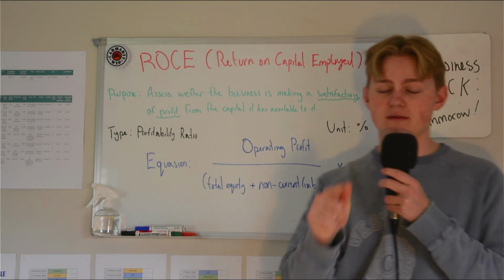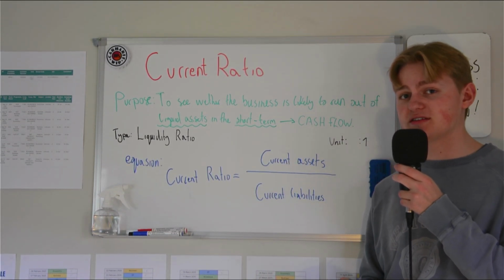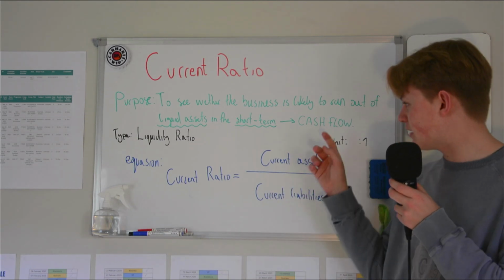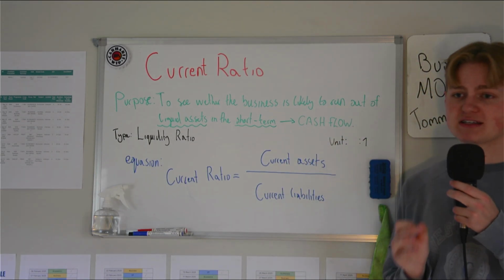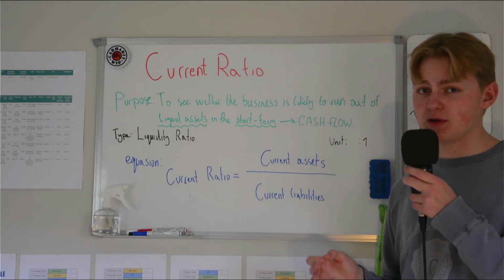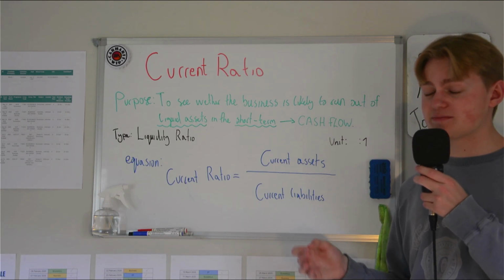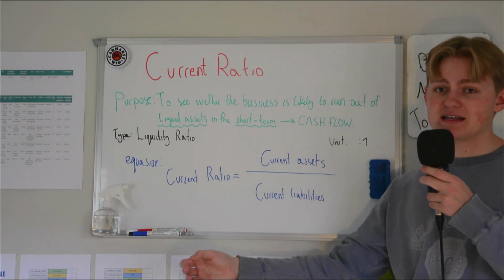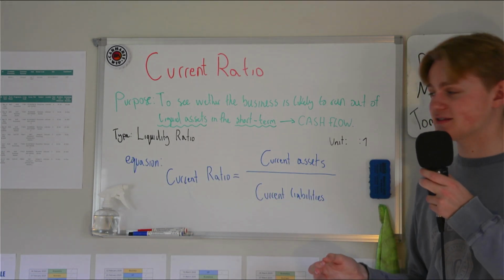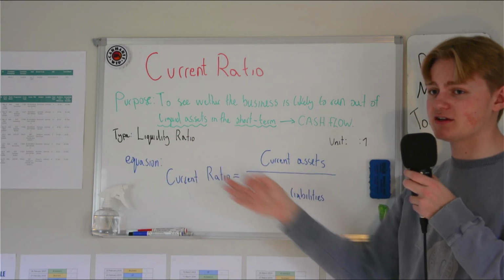On to the next one. The next one we're going to do is the current ratio. The current ratio is to identify whether the business is likely to run out of its liquid assets in the short term. And I've drawn a little arrow here to say cash flow, because essentially all the current ratio is telling us is whether or not we're going to have a cash flow issue in the short term. Now, why would we have a cash flow issue in the short term? Well, it's because we don't have enough short-term assets or current assets to pay off our short-term debts or current liabilities. And because we're talking about liquid assets, it is a liquidity ratio.